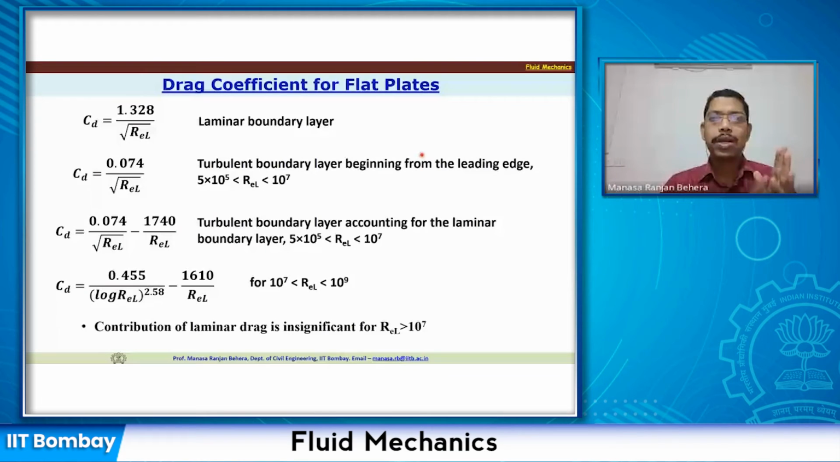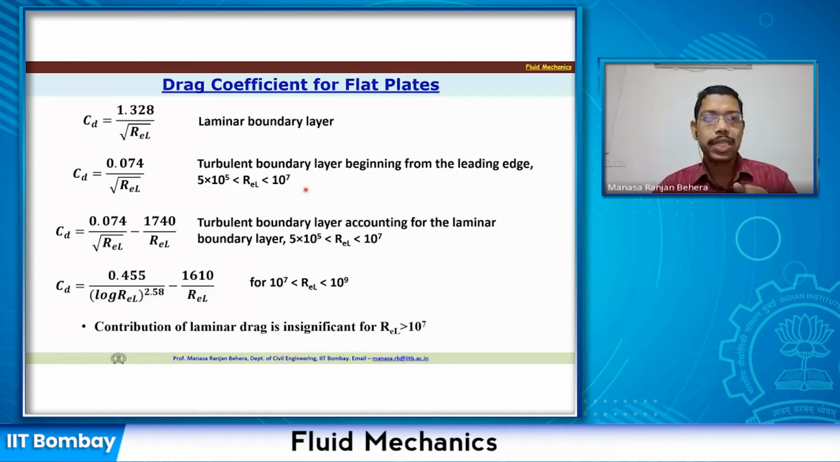Okay, and beginning from the leading edge means we are assuming that the turbulent boundary layer is from the leading edge itself, but practically we have seen that there will be some distance over which there will be laminar boundary layer and then it becomes turbulent. But here the assumption is the laminar boundary layer is not there, it is the turbulent boundary layer that exists from the leading edge. And in such case, the Reynolds number for which we can apply this formulation is varying from 5 × 10^5 to 10^7.